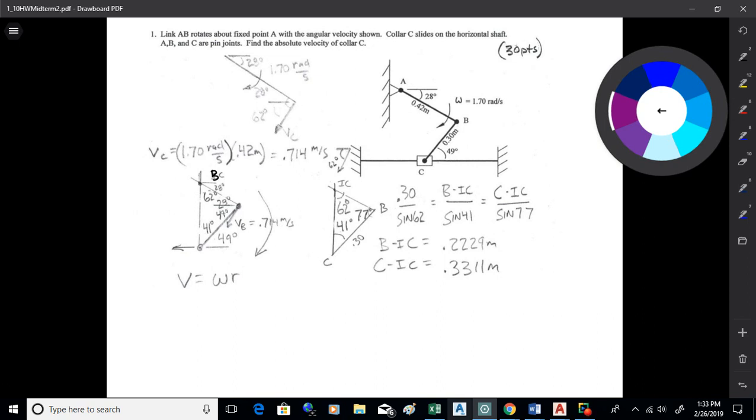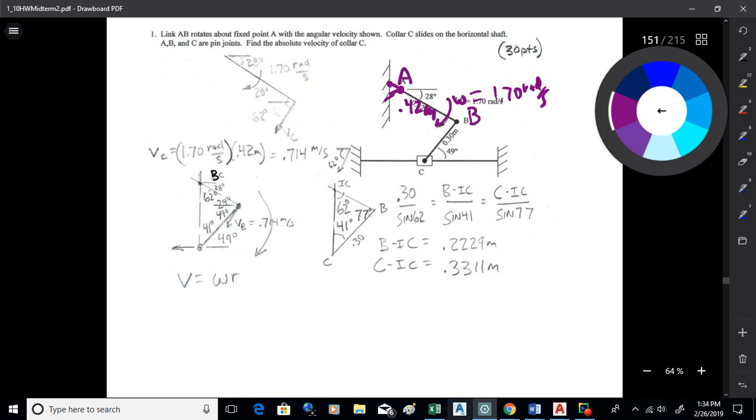All right. So what's going on here is you start just like with the relative velocity approach. You start with what you know, and what you know is A isn't moving, and that you've got omega here at 1.7 radians per second. And then you've got 0.42 meters for the radius there. So that's A over here, and here's B. So A is the instantaneous center for AB, okay?